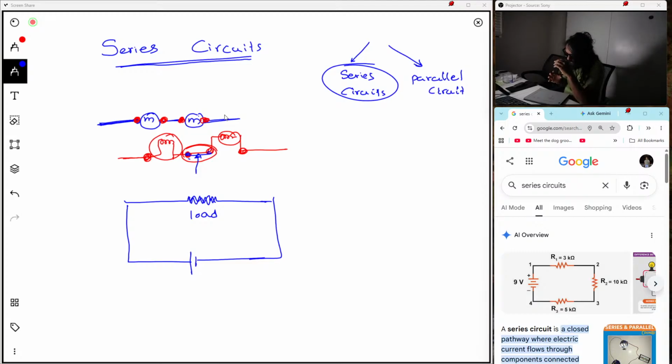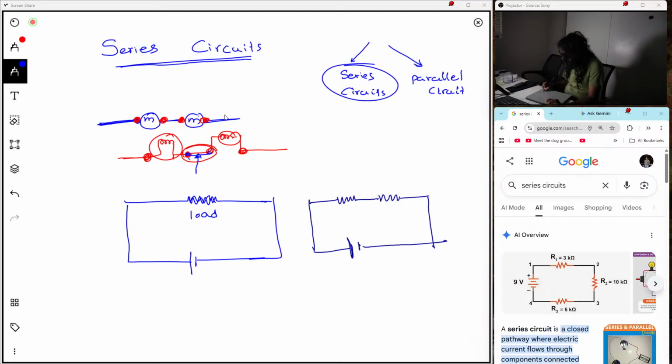In a series circuit we have more than a single load most of the time. It can even be a single component, but to make it a basic circuit we will have two loads. So for example, we have one resistor like this and another resistor like this. We also have the battery. Let's denote this one as R1 and this one as R2. So two resistors, and the ends are connected through a wire.